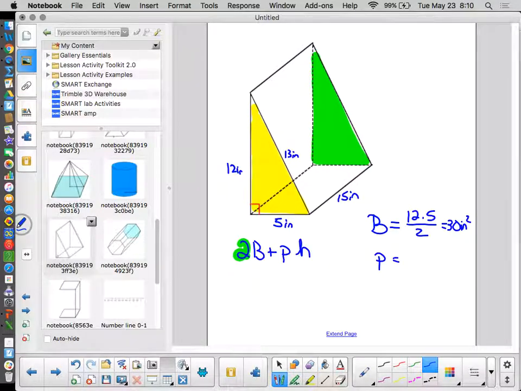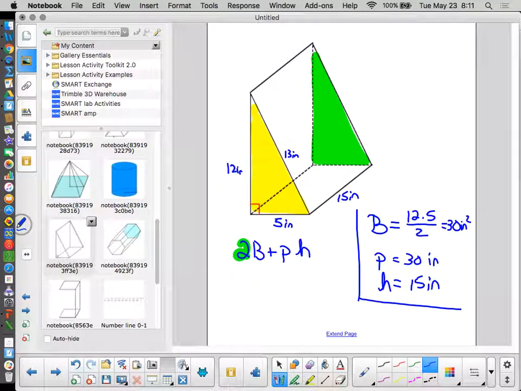The perimeter of my base is the distance around the outside of the base. Well, 12 plus 5 plus 13, that's 30 inches. Coincidence, by the way, that those numbers are the same. They're different units, so they're actually different values. But 12 plus 13 plus 5 is 30 inches. And the height of the prism, this h is the height of the prism, not the height this way, the height being the distance between the bases, is 15 inches.